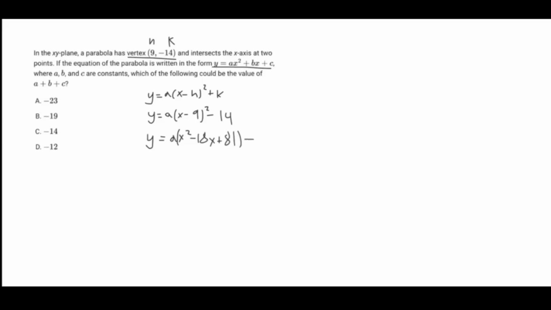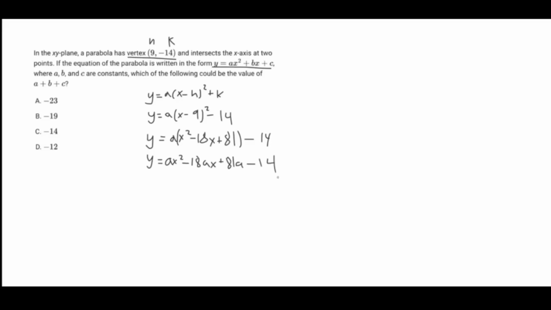And then we have the negative 14 on the outside. But now notice how in a times x minus h squared, the a is attached to it. So then we need to distribute the a again to each of these terms. So then we get y equals ax squared minus 18ax. And yeah, guys, make sure you try the problems on your own, right? But yeah, plus 81a. And then we add negative 14 at the end.